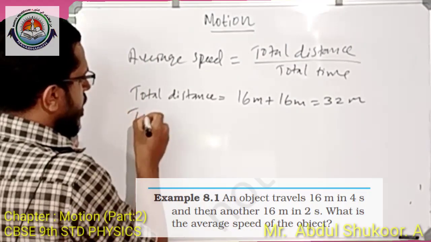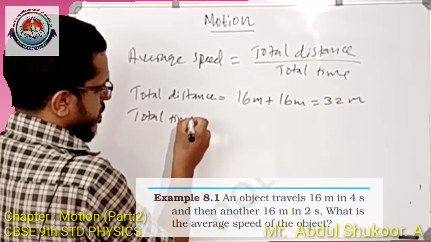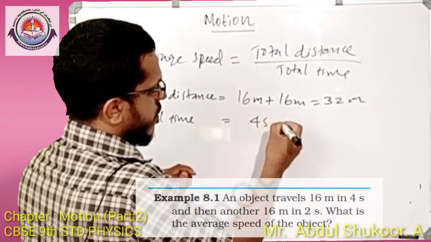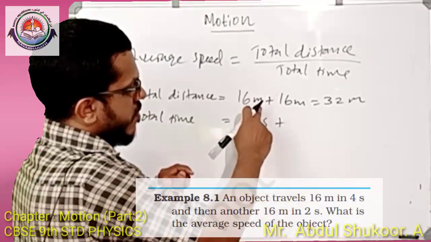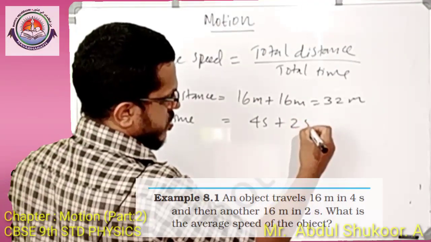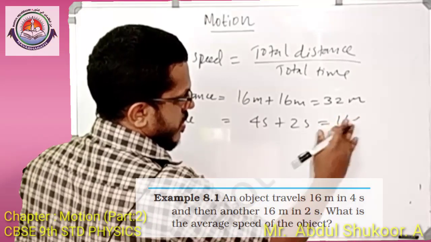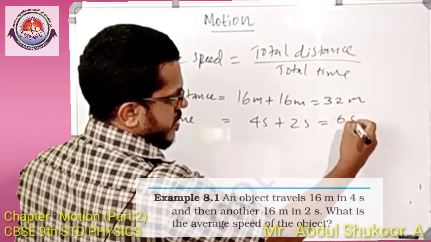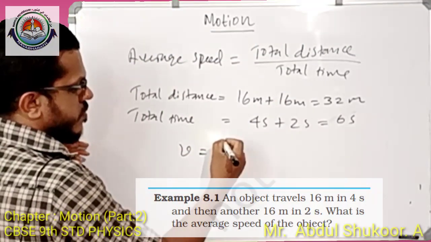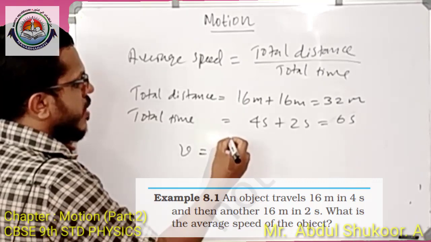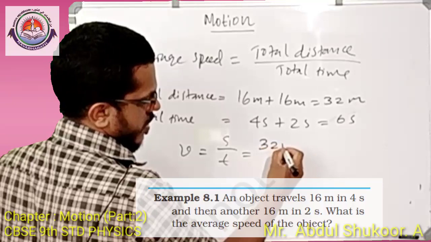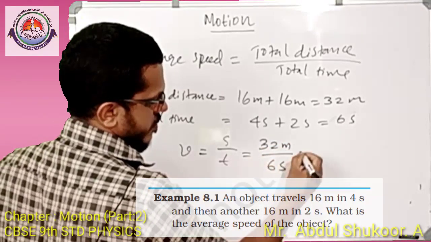Then total time taken, how much? In the first case, 16 meter covered in 4 seconds. Again 16 meter covered in 2 seconds. That is a total of 6 seconds. Then average speed V is equal to S by T, that is 32 meter divided by 6 seconds.